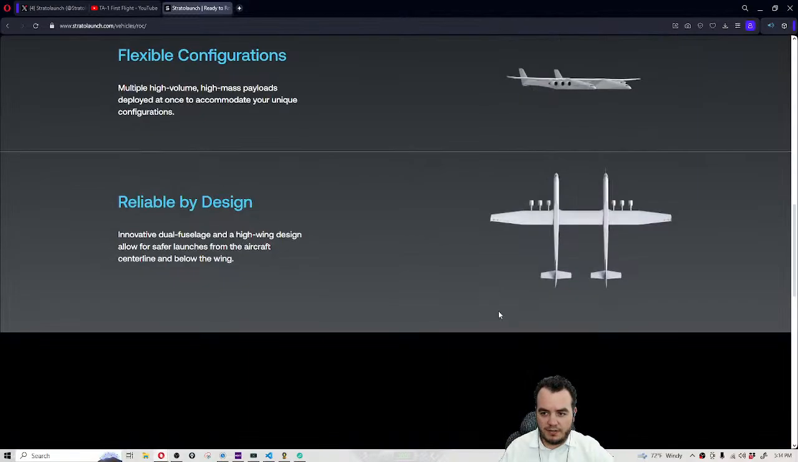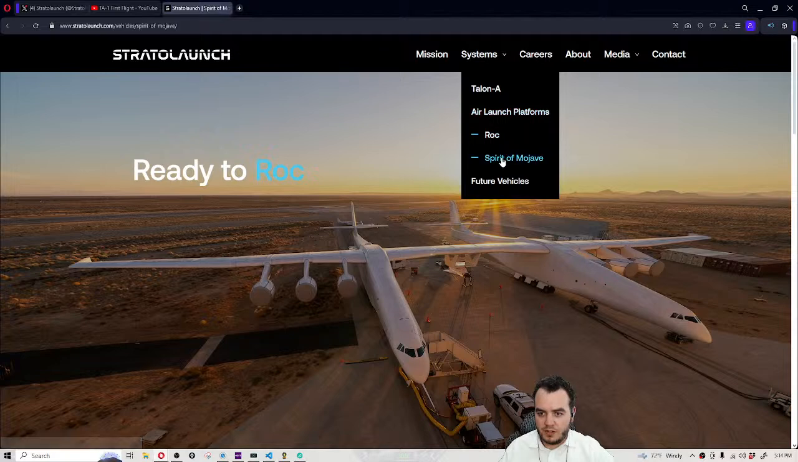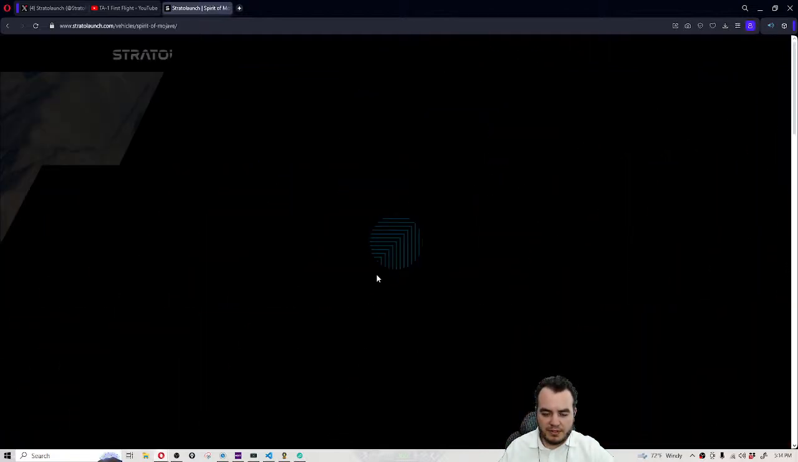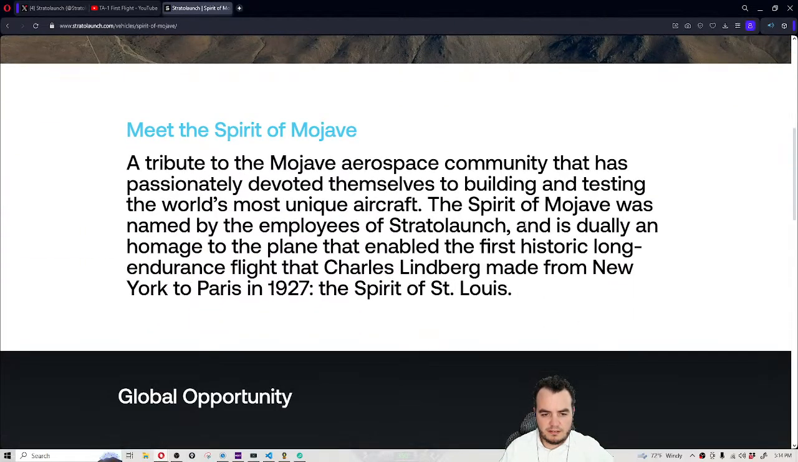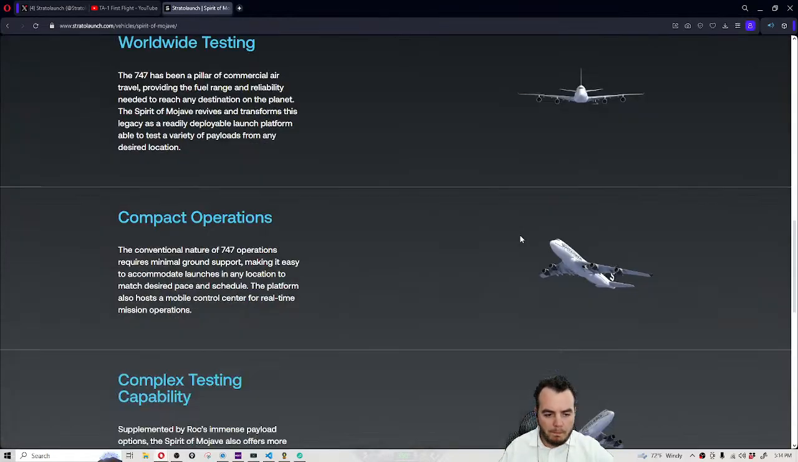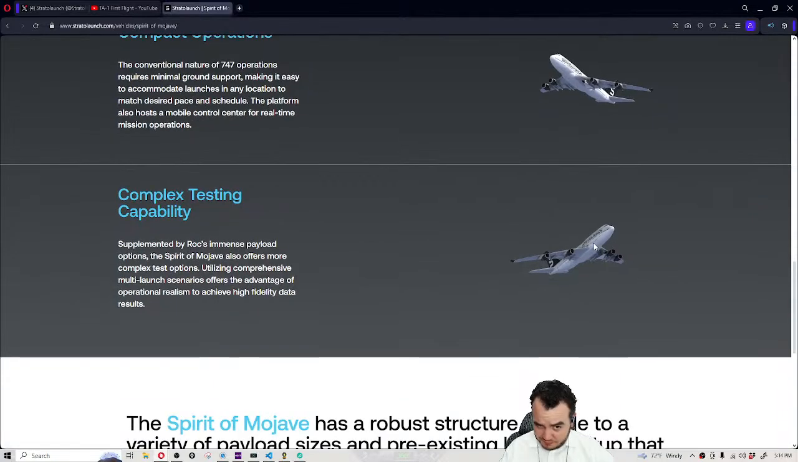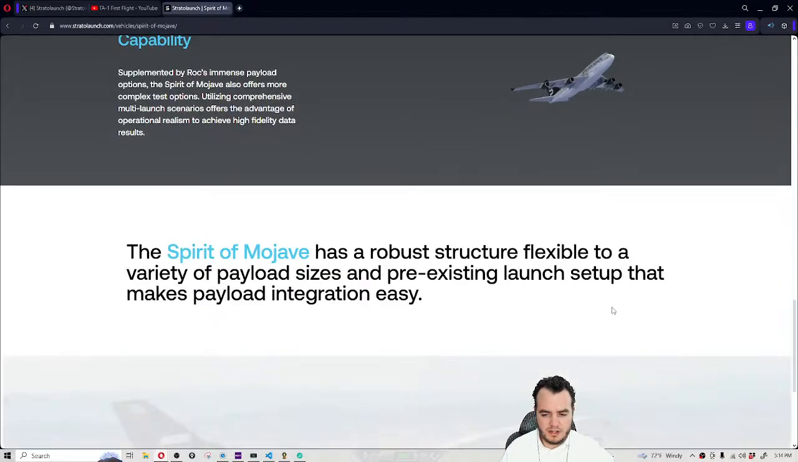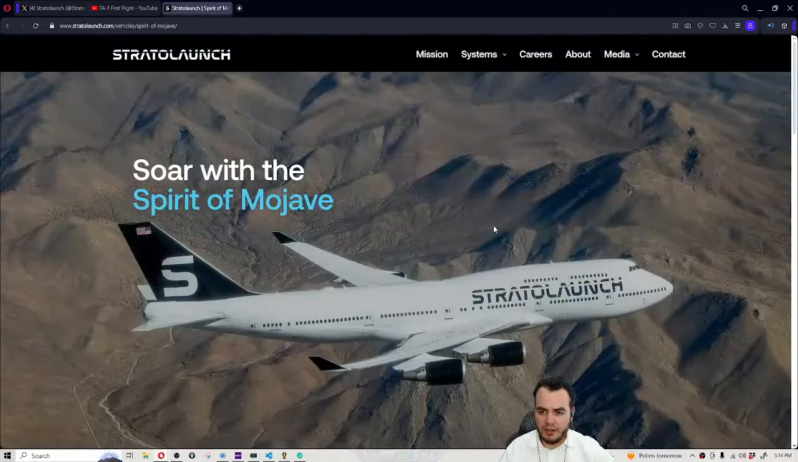So yeah, Roc is their aircraft, which is an absolute powerhouse. Spirit of Mojave, oh, the future vehicles is what I want to see. Spirit of Mojave, is this what they bought from Virgin Galactic? They bought this from Virgin Galactic, didn't they? Isn't this the same aircraft? Because somebody did acquire the Virgin Galactic plane. Was it Stratolaunch or was it somebody else? I don't remember, but yeah, go figure.